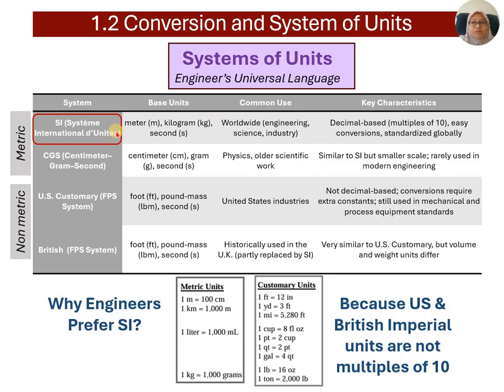So the metric SI system is used worldwide in engineering, science, and industry. CGS is mostly used in physics and older scientific work, and US Customary is used in US industries, and British Imperial is historically used in the UK, but now it is partly replaced by SI units.